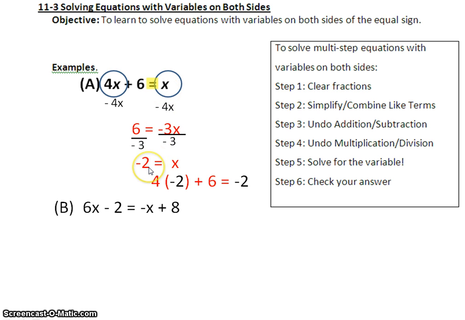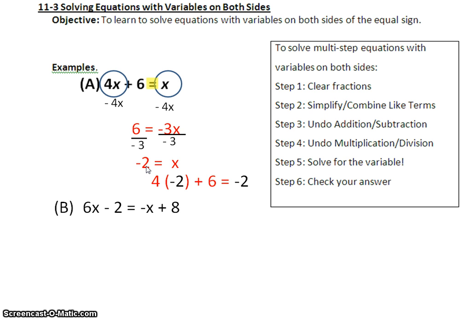We're going to substitute a negative 2 in for x. So I have 4 times a negative 2 plus 6 equals negative 2. 4 times a negative 2 is a negative 8. If I add 6 to that, I'll come up with a negative 2. So x equals negative 2, that's correct.